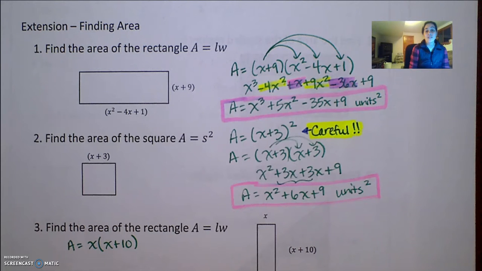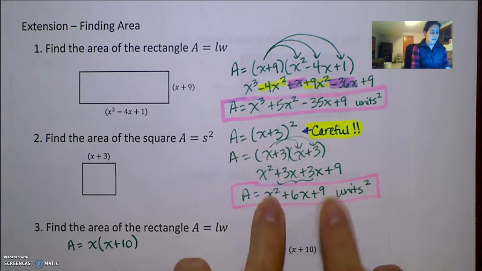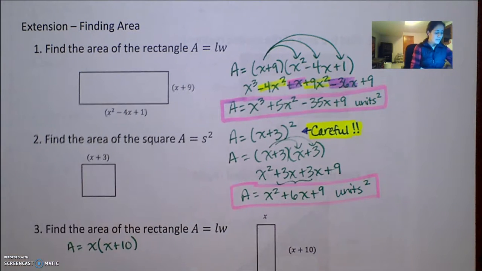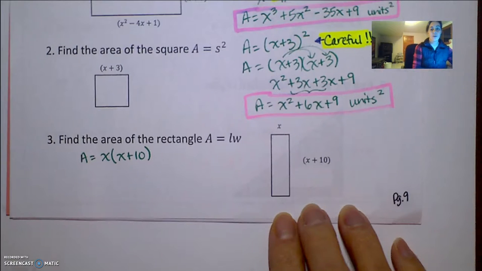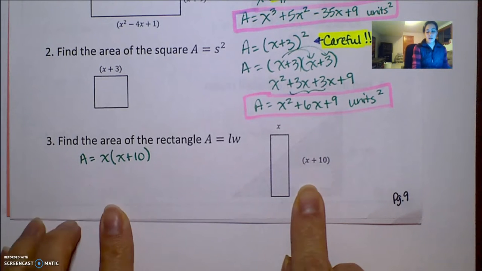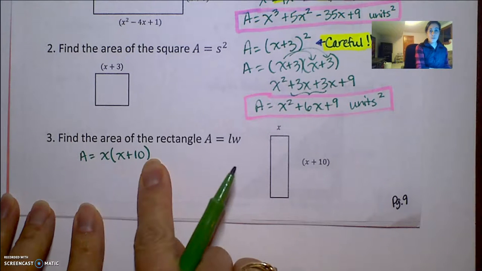Okay, so hopefully you got x squared plus 6x plus 9 units squared for your square. Again, some of you may have just tried to square the x and the 3 and get x squared plus 9, but don't forget, there's something in the middle. Okay, the last one, I'm going to go ahead and show you the area of this rectangle, length times width or width times length. This is a really easy one because you're just distributing a monomial times a binomial.